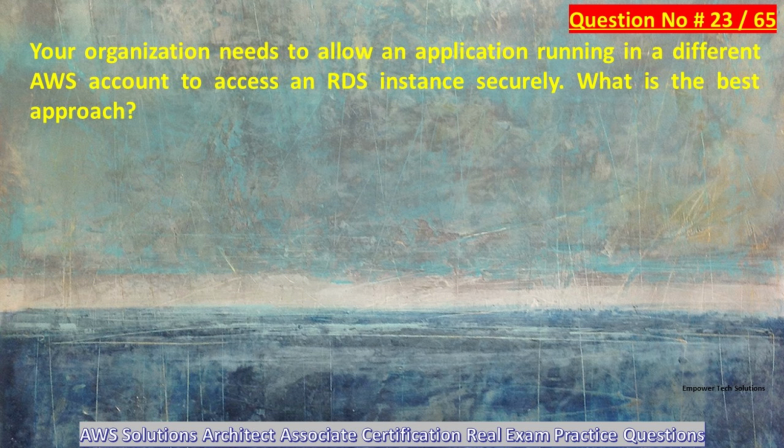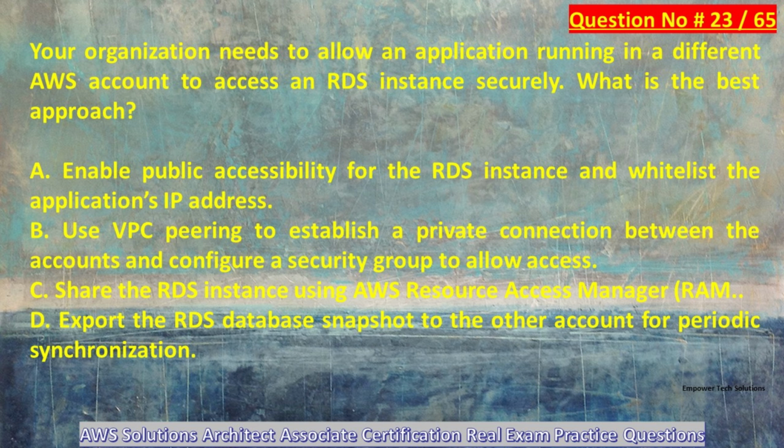Your organization needs to allow an application running in a different AWS account to access an RDS instance securely. What is the best approach? A. Enable public accessibility for the RDS instance and whitelist the application's IP address. B. Use VPC peering to establish a private connection between the accounts and configure a security group to allow access. C. Share the RDS instance using AWS Resource Access Manager, RAM. D. Export the RDS database snapshot to the other account for periodic synchronization.